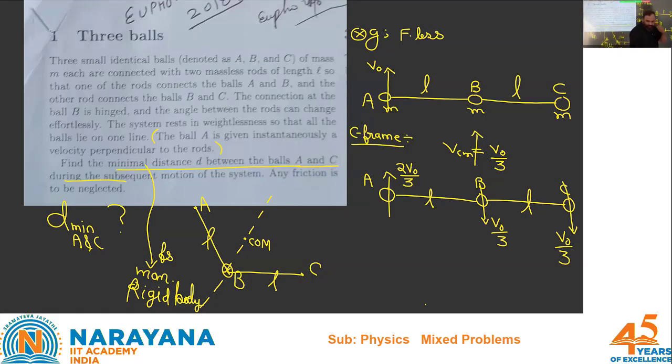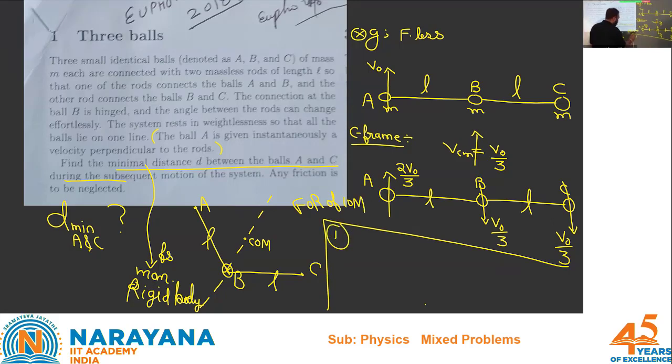How come? Let me now make some statements, and go step by step. I will go into the frame of reference of the center of mass. The first equation that I can write is: what is the kinetic energy of this system from the C frame?